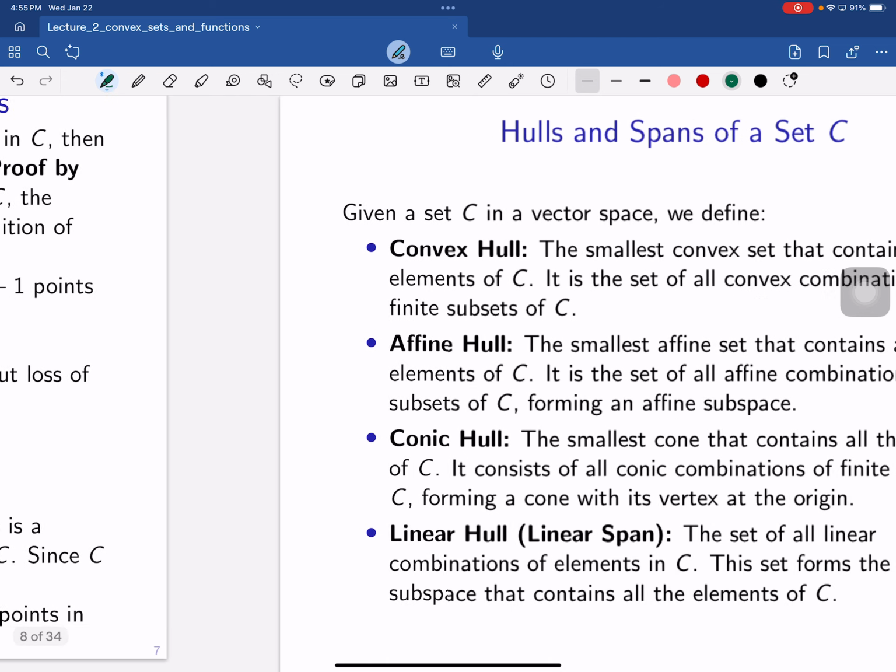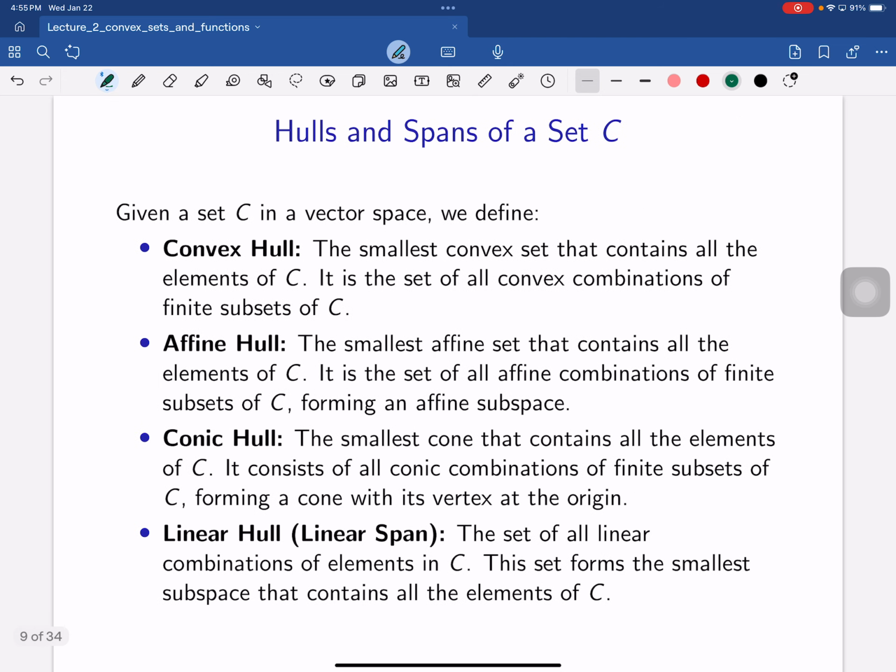Now this is a picture I want to show you, for the intuition of convex combination, affine combination, conic combination, and so forth. So here's the definition. Let's say we are given a set C. How do you define what is called the convex hull, affine hull, conic hull, and linear hull, or linear span, of this particular set?